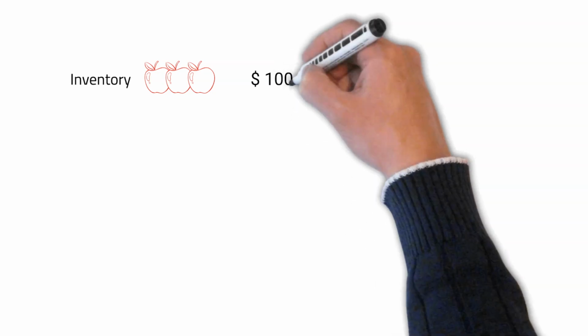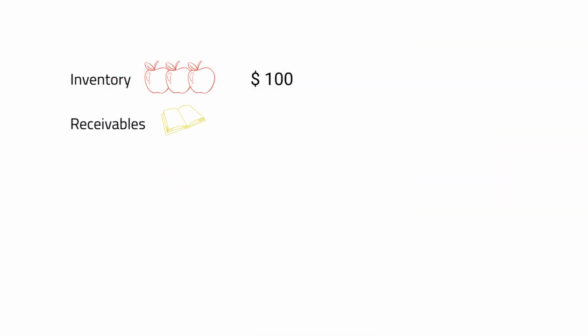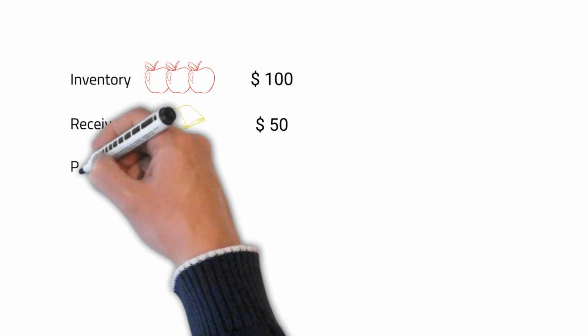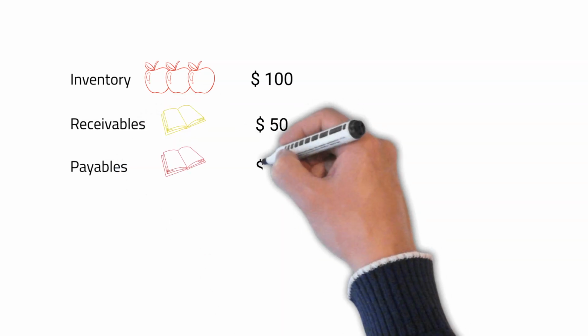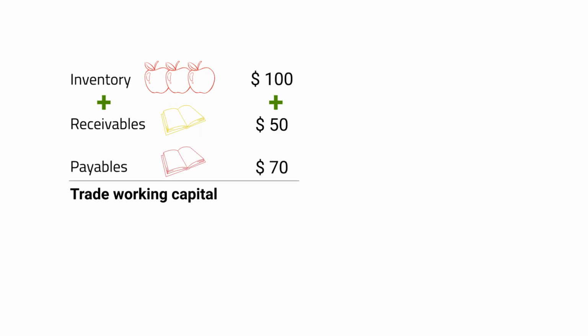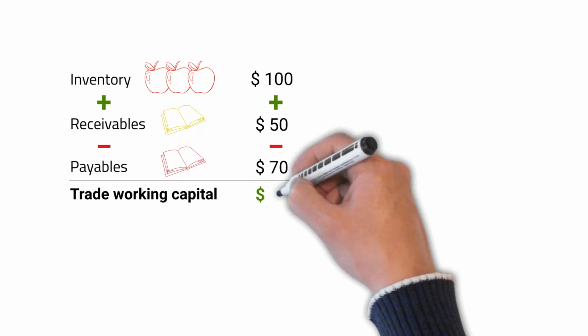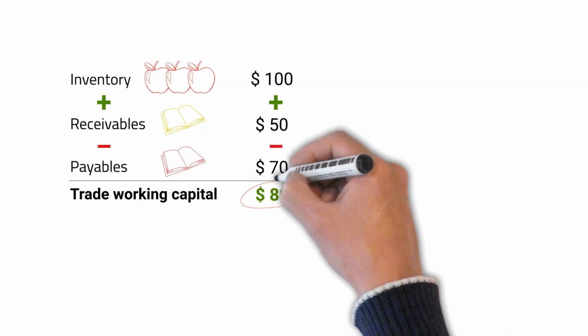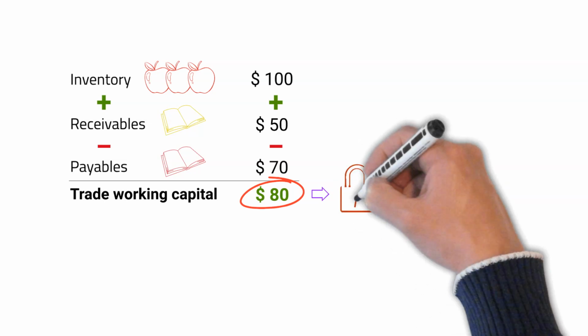Let's go back to our Apple shop and check out how net working capital would look there. Let's imagine we have inventory of apples $100, receivables from customers $50, payables to farmers $70. This would mean our trade working capital is 100 plus 50 minus 70 equals 80. That means $80 are tied up in the business.